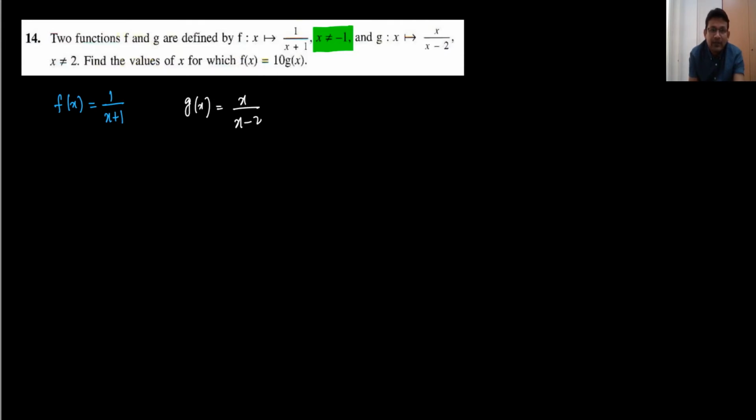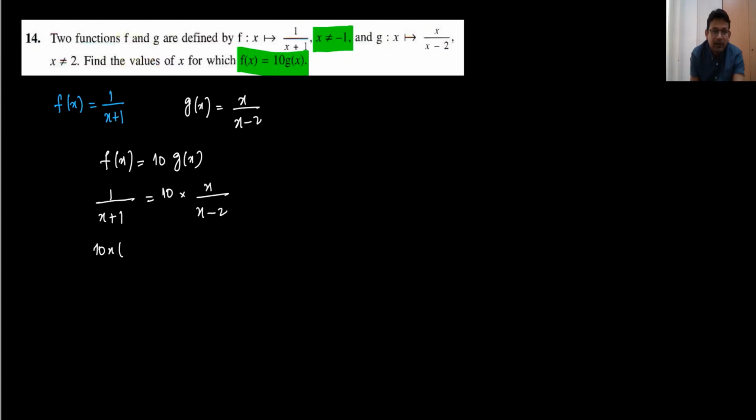So f of x equals 10 g of x. What we have to do, we have to write the equation. We have to substitute f of x is 1 upon x plus 1 equals 10 times x upon x minus 2. Now you have to simplify, you can do the cross multiplication. So 10x multiplied by x plus 1, and here x minus 2 will multiply with 1. So this is 10x squared plus 10x minus x plus 2.